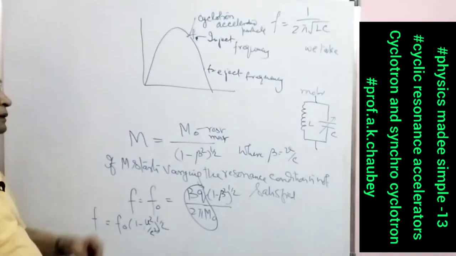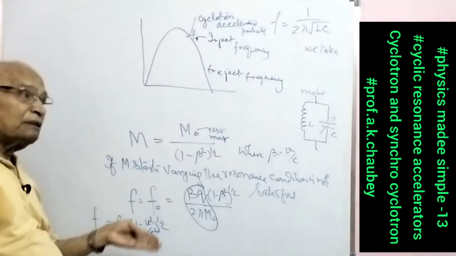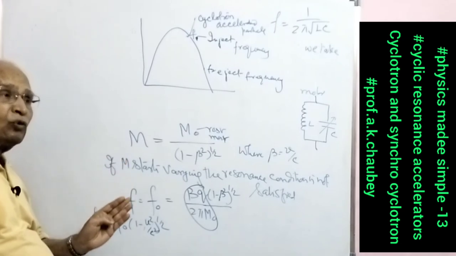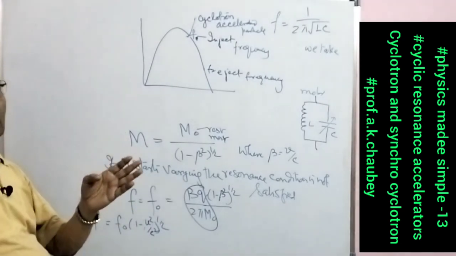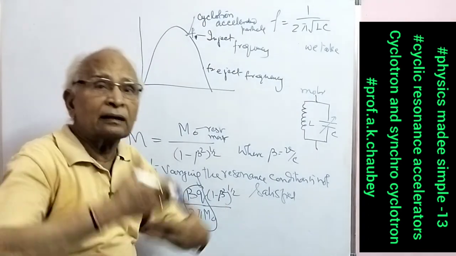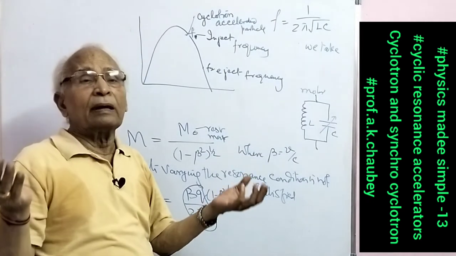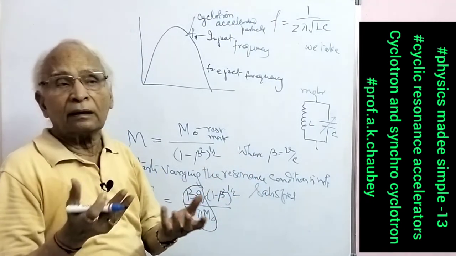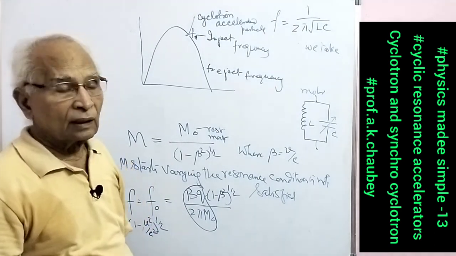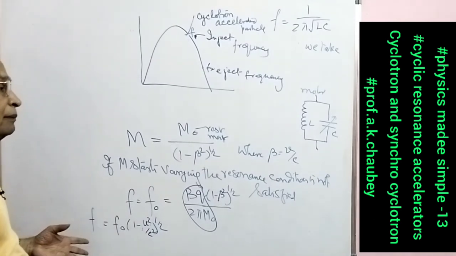So there are two frequencies, inject and eject, and we use the frequency modulated cyclotron to accelerate the ion to very high energy. There is no limit, until the particle starts radiating energy. With bremsstrahlung radiation, when the energy loss of the particle equals the energy gain, we cannot increase the energy beyond that.